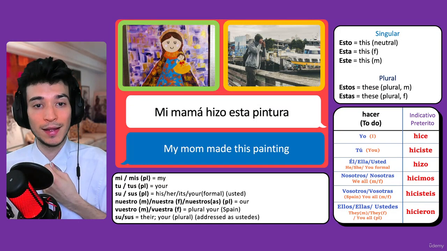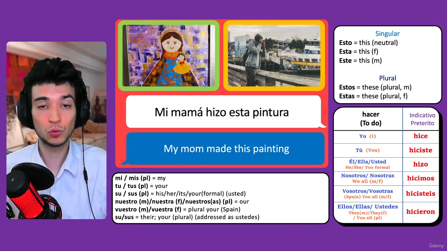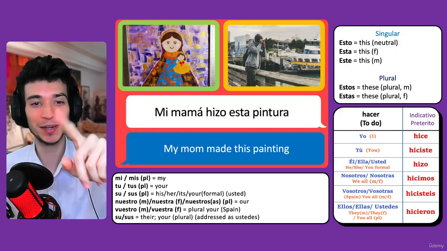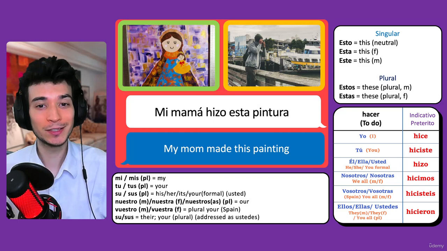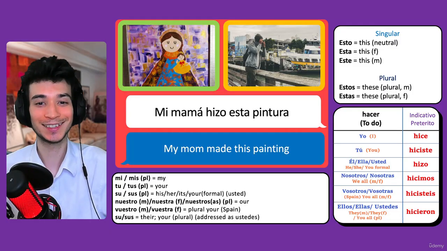Okay, let's try some examples. Number 1. Mi mamá hizo esta pintura. My mom made this painting. And she actually made it, so that's her painting right there. Mi mamá hizo esta pintura. My mom made this painting. So I just put it here.